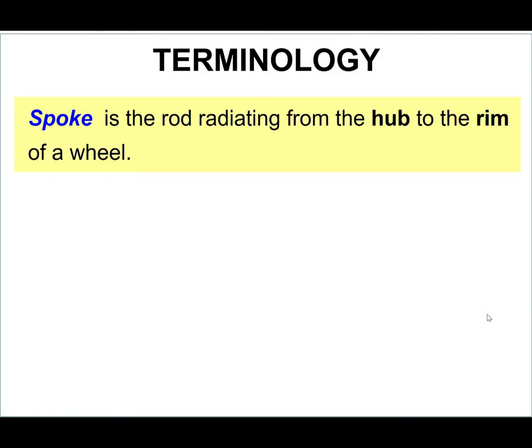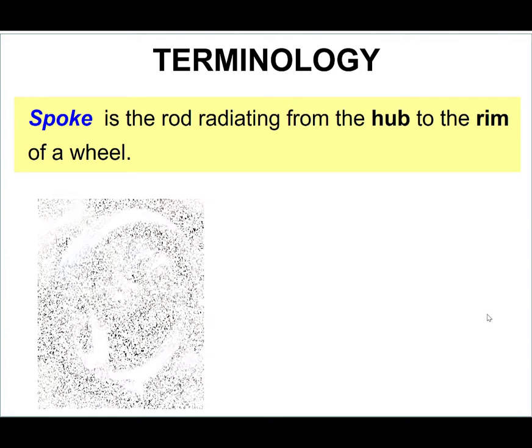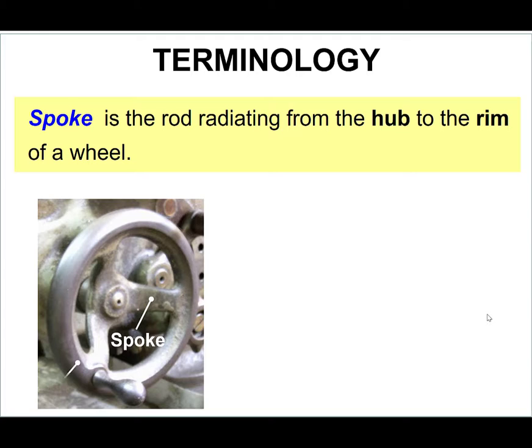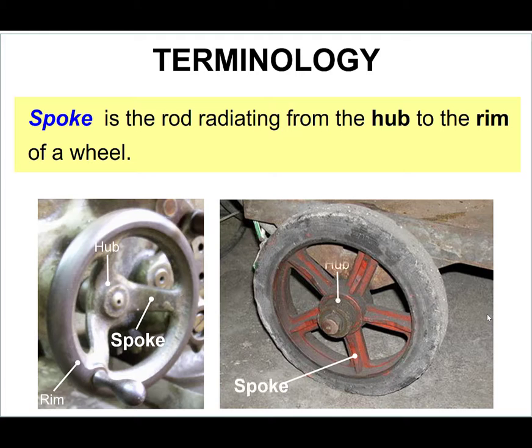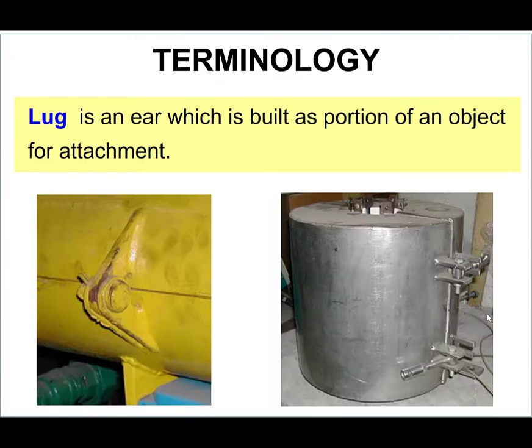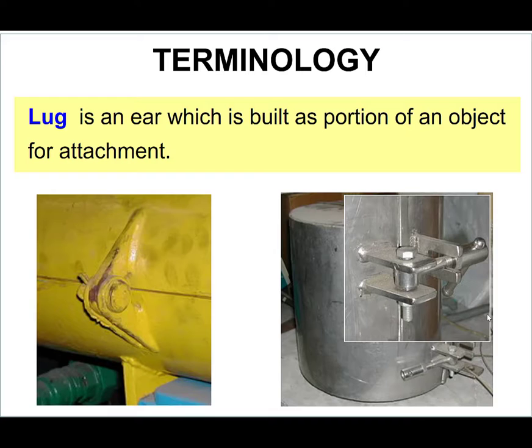The spoke is a rod radiating from the hub to the ring of a wheel. This picture shows you a spoke. There's one more example. The lug is an ear which is built as a portion of an object for attachment. It can be a triangular shape, it can be a rectangular shape.